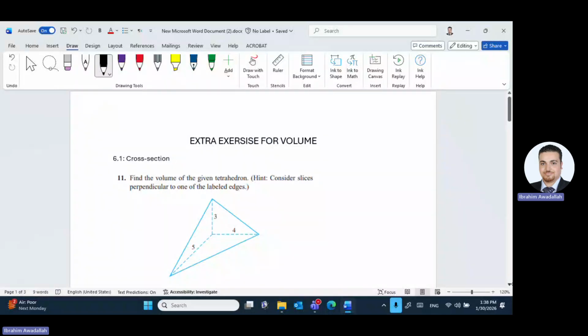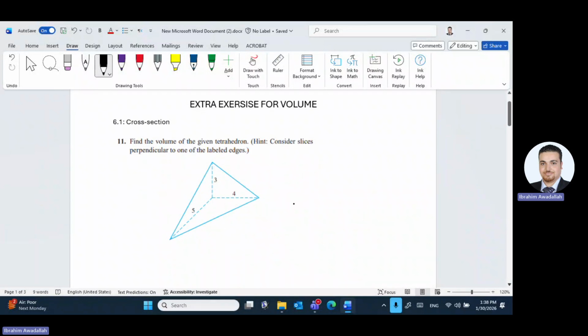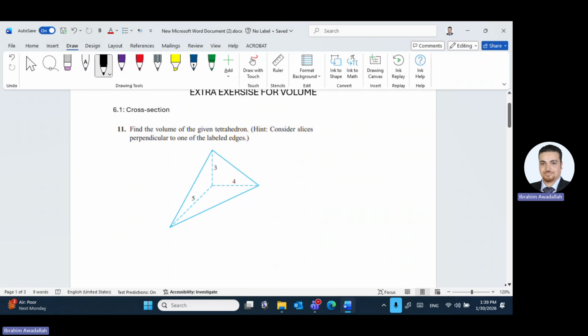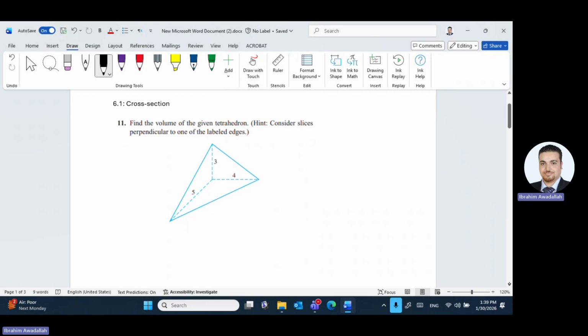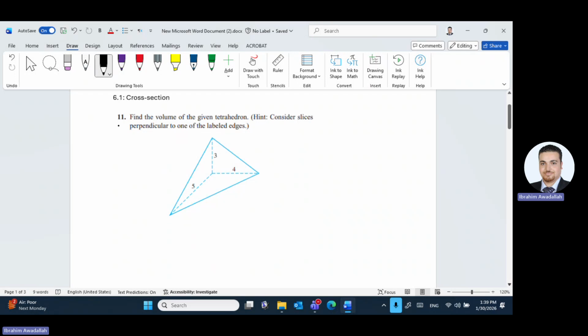Especially for cross-section, I have today 2 questions with cross-section and 1 question for cylindrical shell. They asked me to do just one question here, but I added 2 for cross-section. This question you can find in our book, 6.1, by the way. Question number, I keep the number 11, it doesn't mean the 11th. It means in our book, the question is number 11.